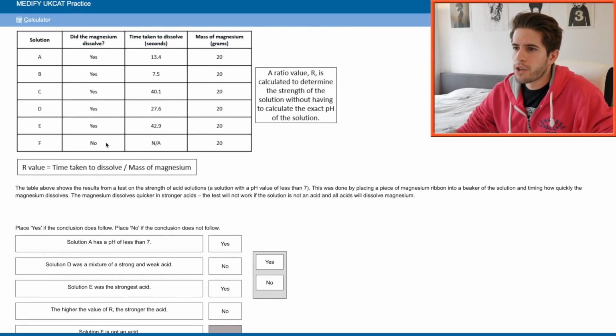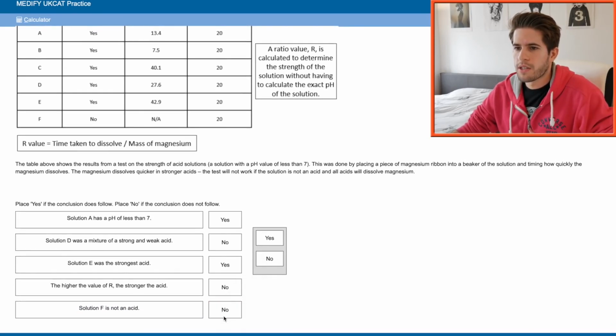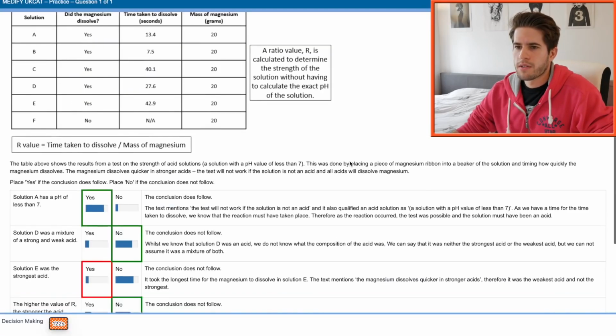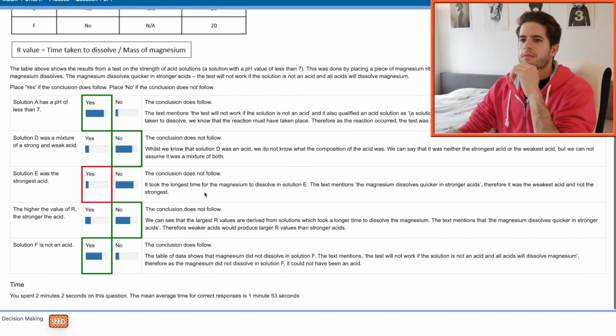Did the magnesium dissolve? No. All acids will dissolve magnesium, so it's not an acid. That's true. Whoops. Solution F is not an acid. Partially correct. Did I really get that wrong?